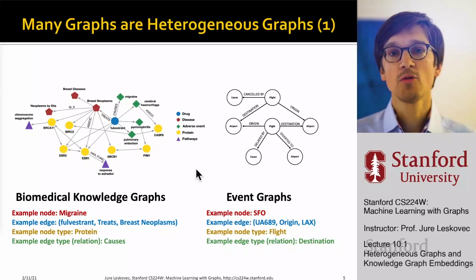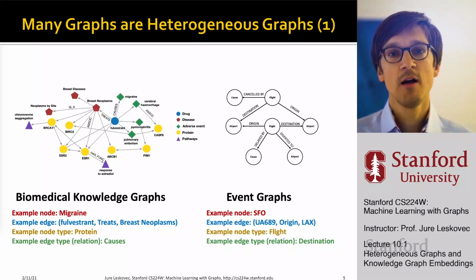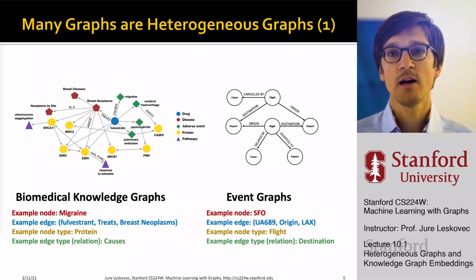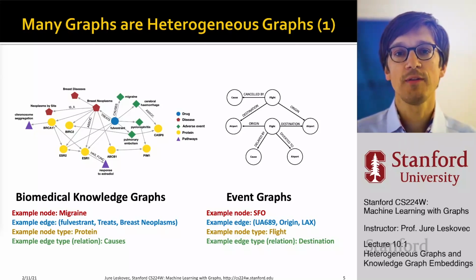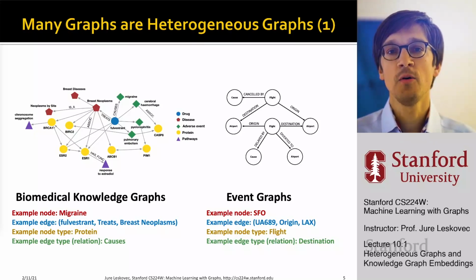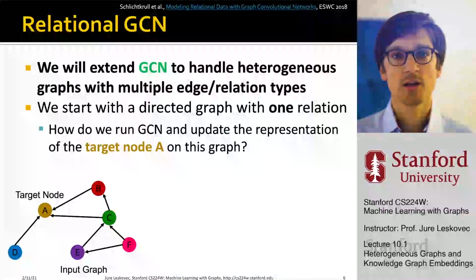relationships between them. You can also think of event graphs as another example of a heterogeneous graph, where again I could have different types of nodes, different types of entities, like for example a node type could be a flight. I could have different edge types, like the destination of a flight, and the destinations are different airports like SFO, and create different types of relationships between these different entities. This is another example of a heterogeneous graph.